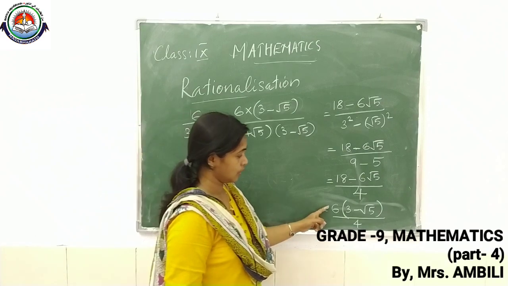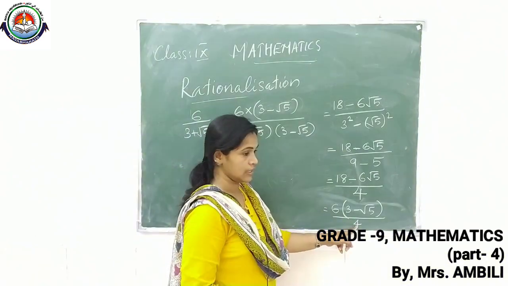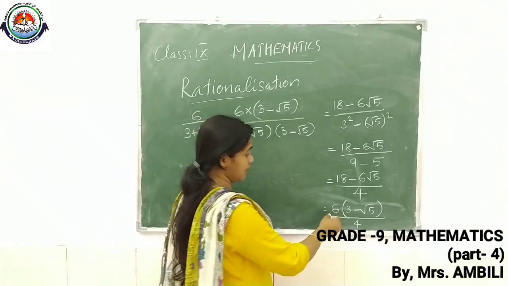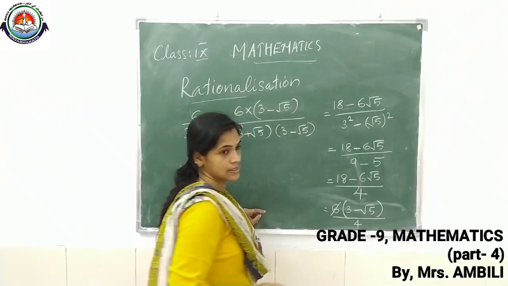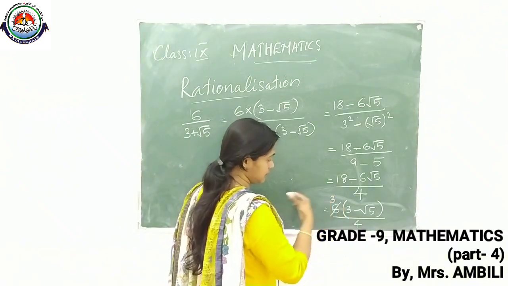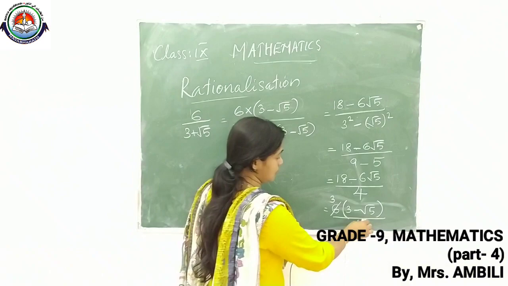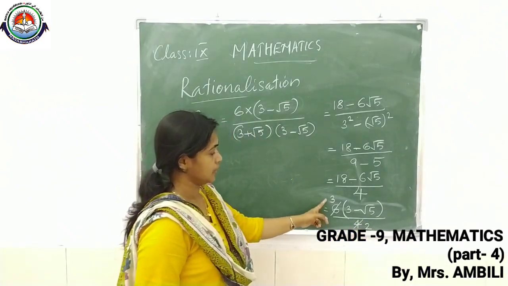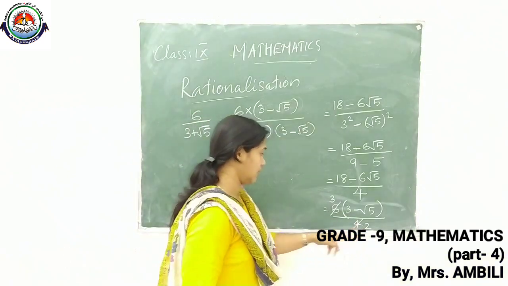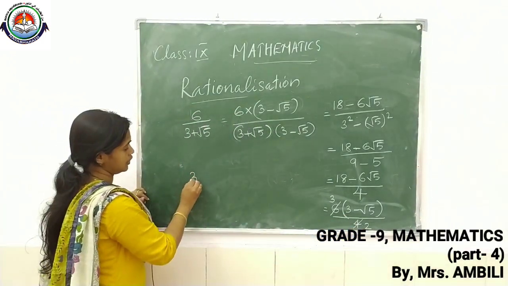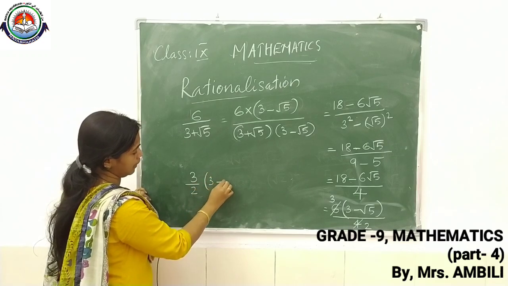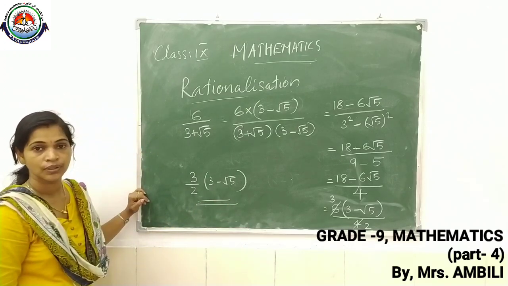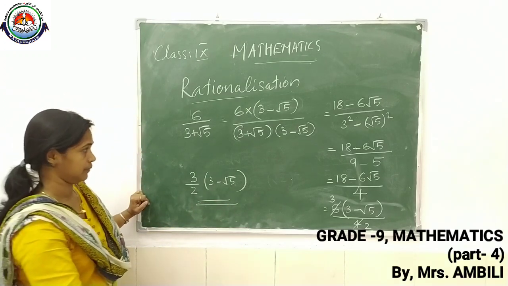Okay, so here you look, 6 and 4, you can cancel. How? With 2 you can divide. 6 divided by 2, what you will get? 3. 4 also with 2, 2. So what we got? 3 by 2. So what we got the answer? 3 by 2 into 3 minus root 5. Clear? Okay. Understood? Okay.